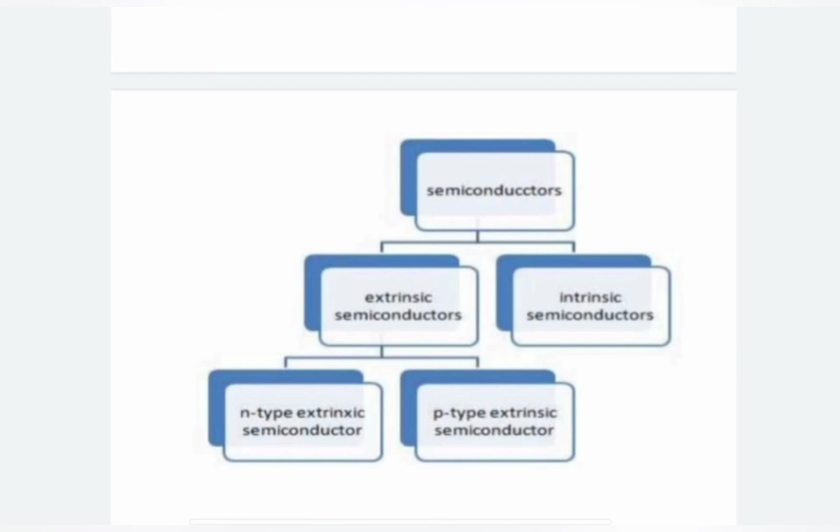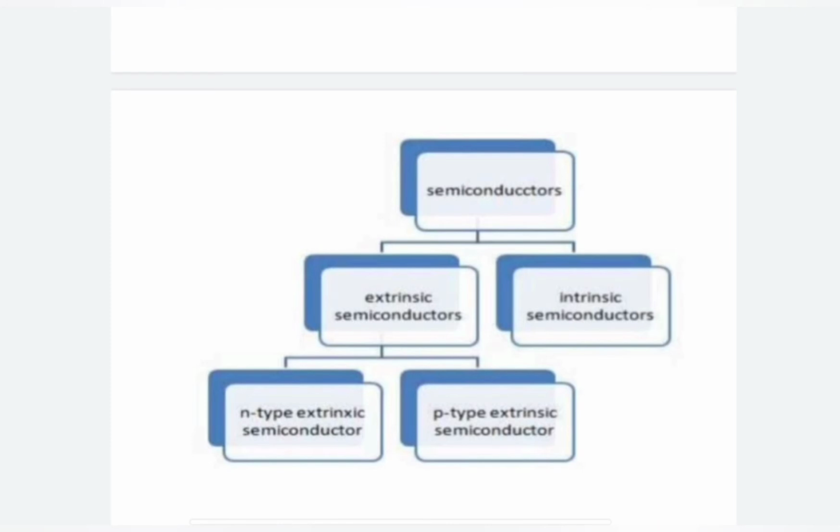Then we will see what is meant by a hole. Hole is an ideal concept. Hole is not present practically. When an electron transfers from valency band to conduction band, the hole is assumed in the place of the electron before moving to conduction band. For intrinsic semiconductor, both holes and electrons are equally generated.